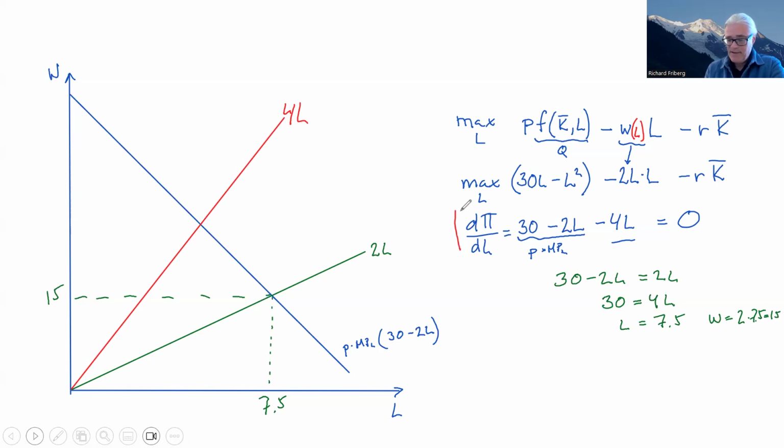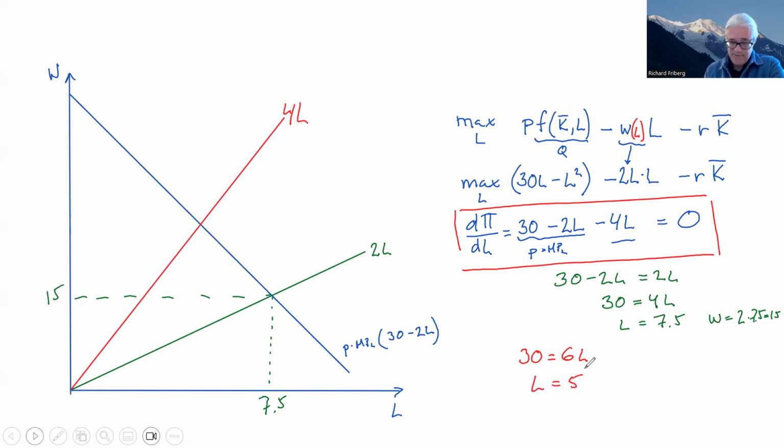And so solving for the profit maximizing amount of labor for the monopsonist will give us then 30 equals 6L, or L equals 5. So it will hire fewer workers or fewer hours, 5 here. And what's the wage then? Well, that's 2 times 5. We're using the labor supply curve here, which gives us 10. Okay, so the monopsonist hires fewer workers and pays less than what it would do if it were acting as a price taker on the input market.